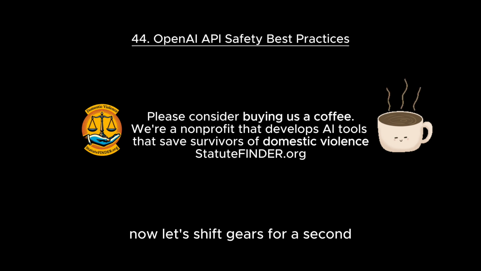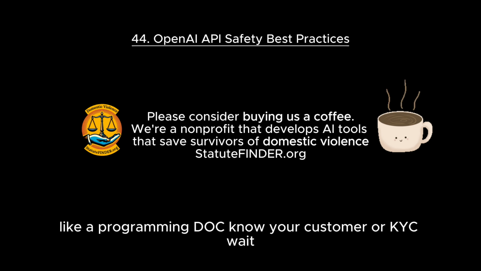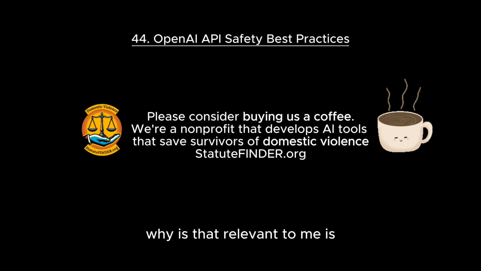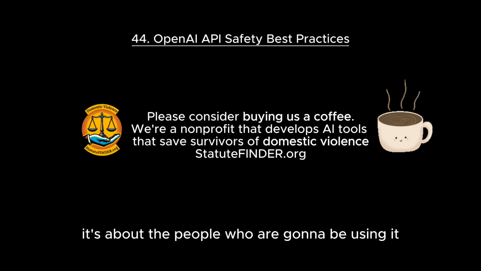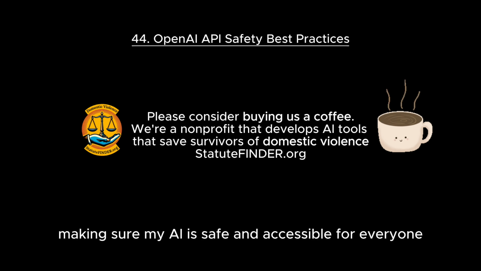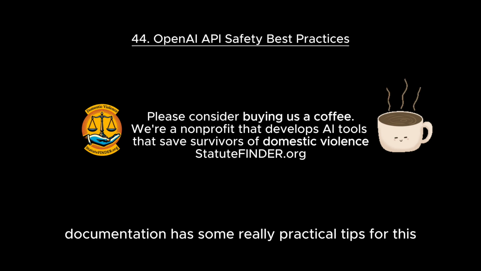Now, let's shift gears for a sec and talk about something you might not expect to see in a programming doc, know your customer, or KYC. Wait, KYC, isn't that something banks use? Why is that relevant to me as someone writing Python code? It really highlights that building AI isn't just about the code, it's about the people who are going to be using it. Oh, so it's about thinking about the user experience, making sure my AI is safe and accessible for everyone. Exactly. And the OpenAI documentation has some really practical tips for this.